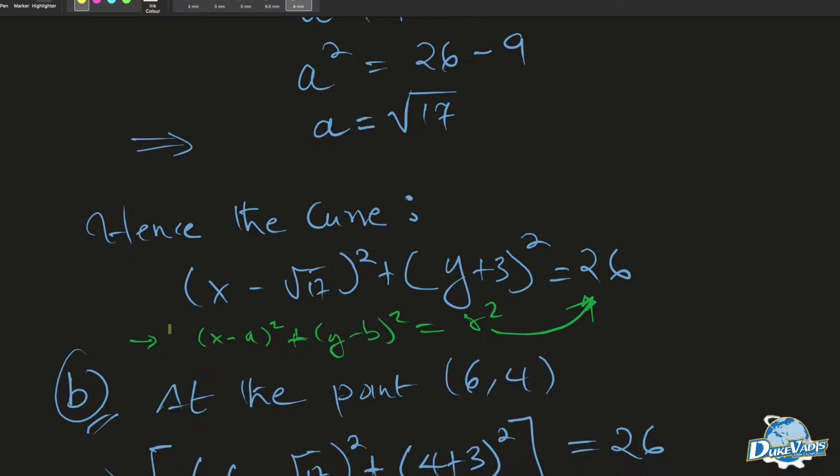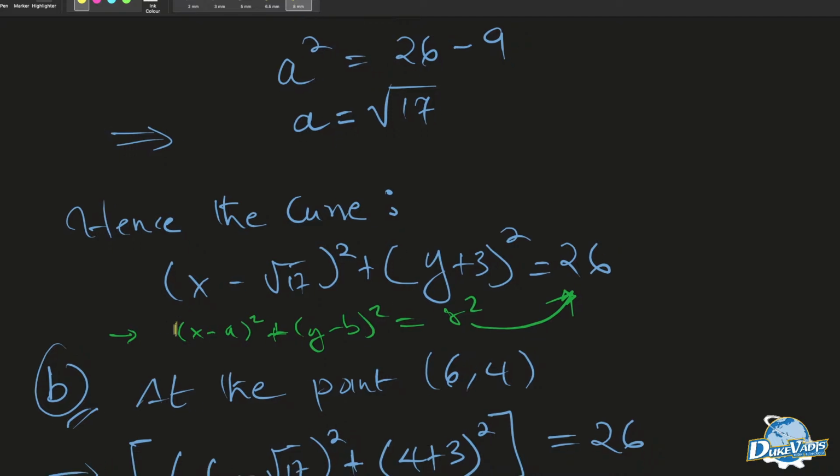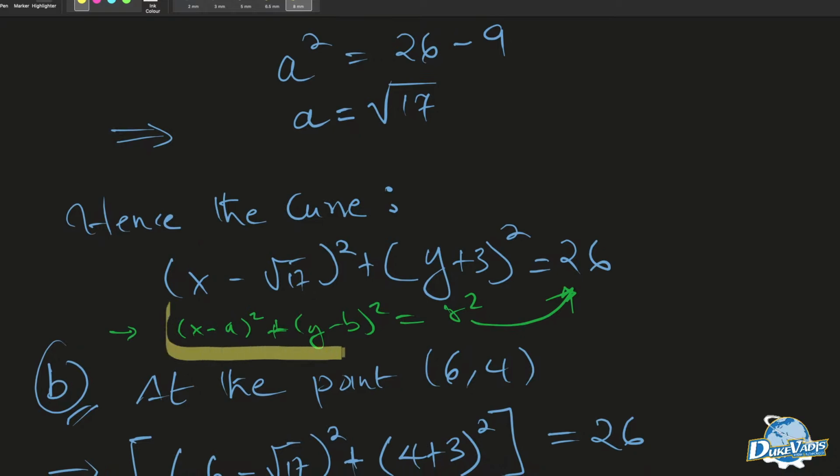Guys, don't forget this equation. We always know that the general equation of a circle is given as (x − a)² + (y − b)² = r². At the point (6, 4), let's test whether it lies inside or outside the curve. So all we have to do is put these values in the respective places: 6 goes to the x value, and 4 goes to the y value.